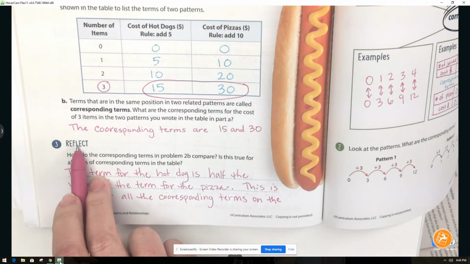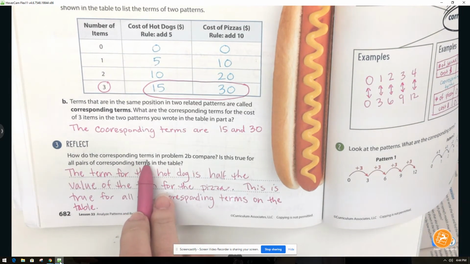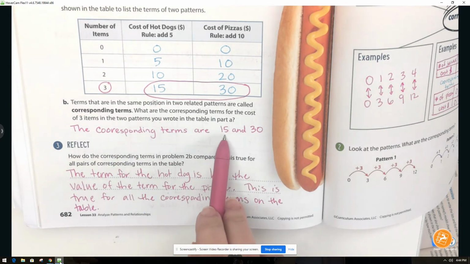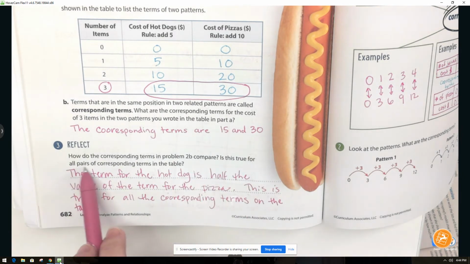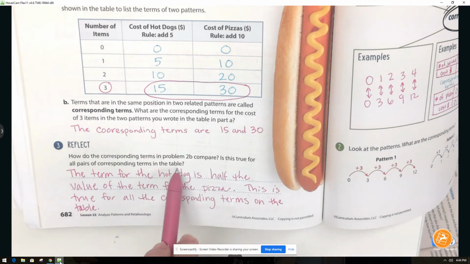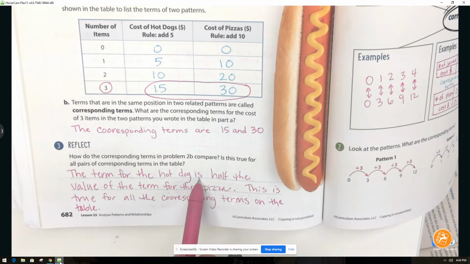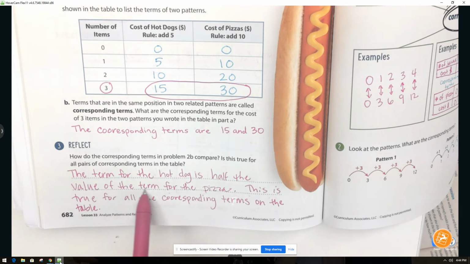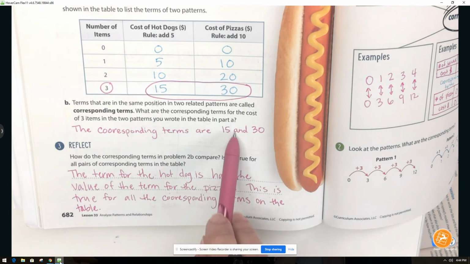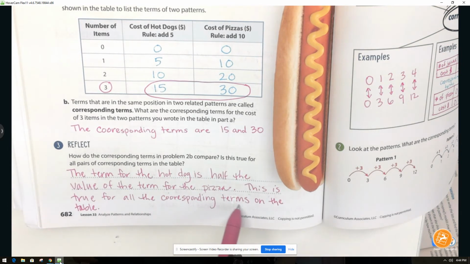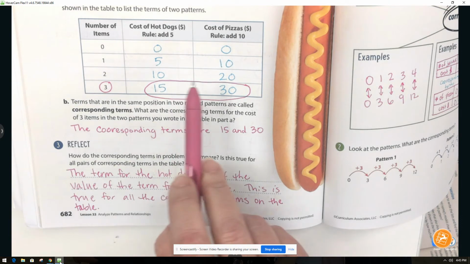Now, reflect. How do the corresponding terms in problem 2b, so up here, compare? How does this 15 and the 30 compare? And is it true for all pairs of corresponding terms in the table? So the term for the hot dog is half the value of the term for the pizza, which means that 15 is half of 30. And this is true for all the corresponding terms on the table.